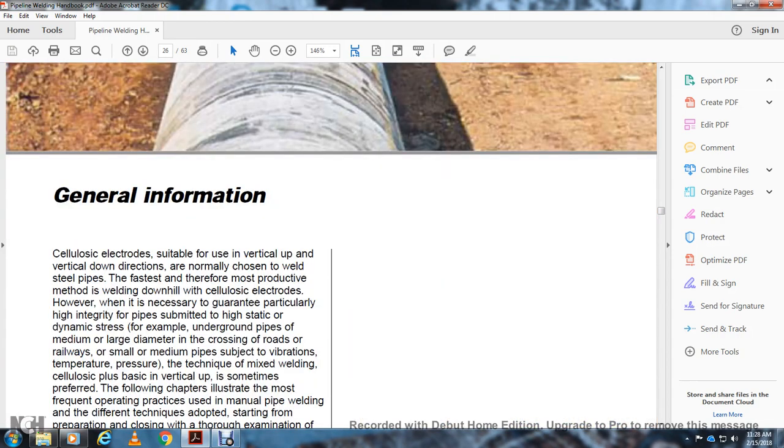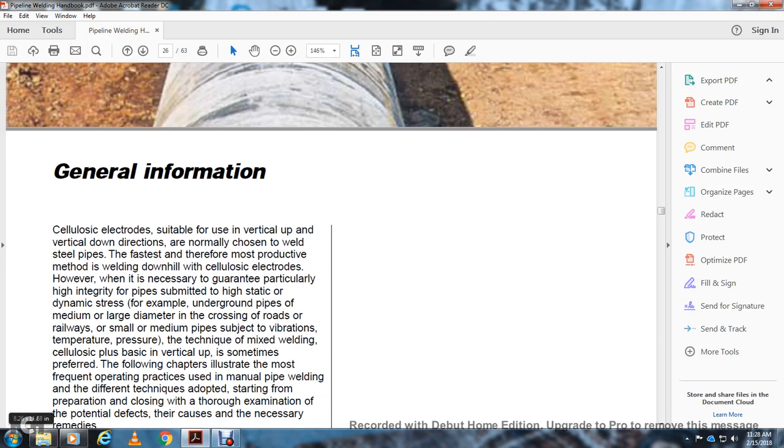General information. Cellulosic electrodes are suitable for use in the vertical up and vertical down directions, normally tried with the weld on steel pipe. The fastest technique is therefore the downhill weld with cellulosic electrodes. However, it is necessary to guarantee the integrity of the pipe when it is submitted to high static and dynamic stress. For example, underground pipe of medium and large diameter crossing over roads, or small and medium pipe subject to variations, vibrations, temperature and pressure, calls for the mixed welding technique: cellulosic electrodes with basic electrodes for the vertical up weld.